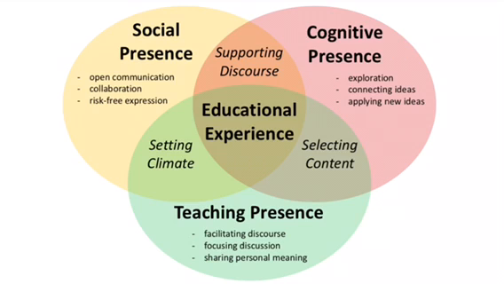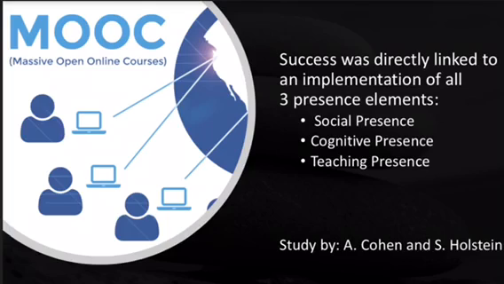The research on the Community of Inquiry framework focuses on how a program's success can be attributed to how well it adheres to all three presences. In a comprehensive study, it was determined that the success of a massive open online course, or a MOOC, was directly linked to the implementation of all three presence elements. This result contradicted the notion that MOOCs were successful solely due to teaching presence. The research reinforces the importance of embracing all three presences in the instructional design process.